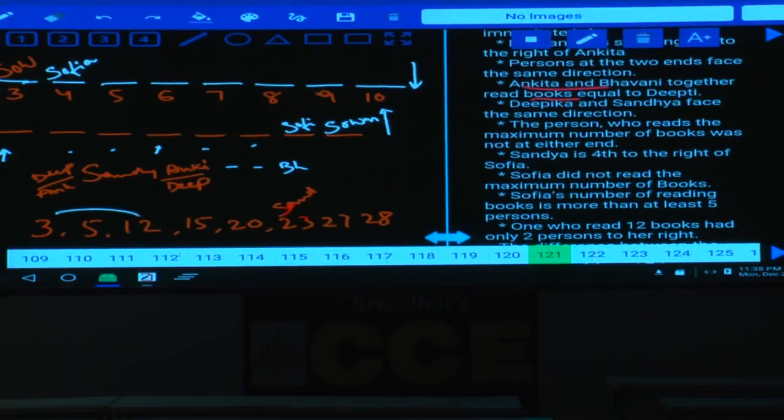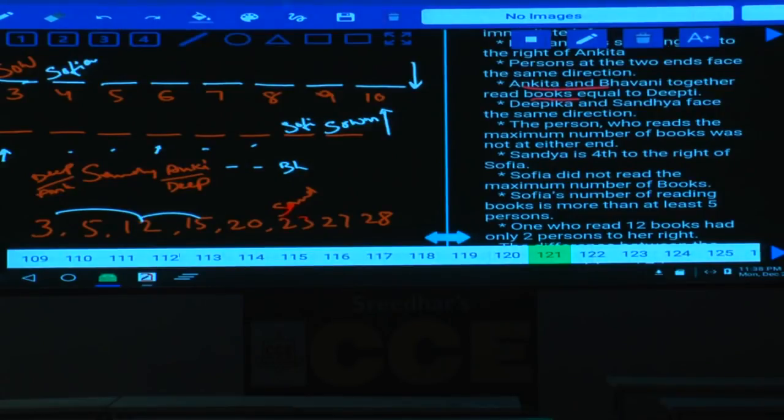3 plus 12, that is one possibility, 15, isn't it? Next one, 3 plus 20, 23, isn't it? Then 5, 15, 20. Next one, 5, 23, 28, and next one 12, 15, 27. How many possibilities do we have? We have 5 possibilities. Did you count?